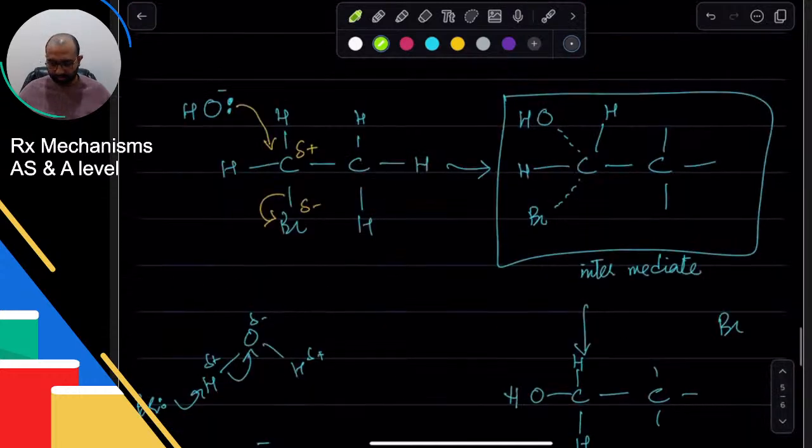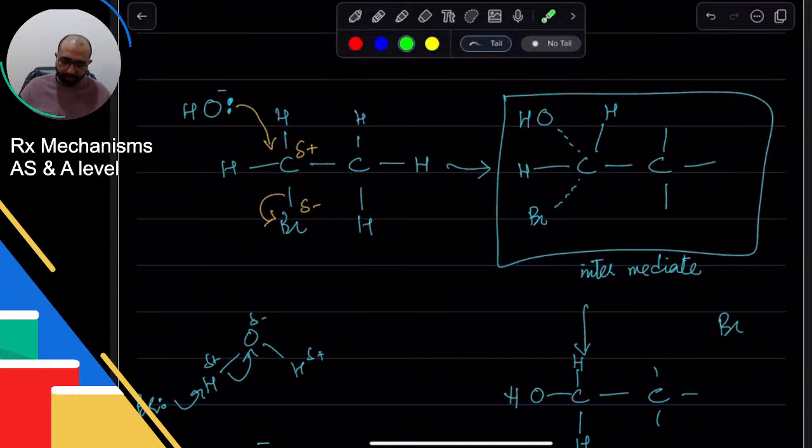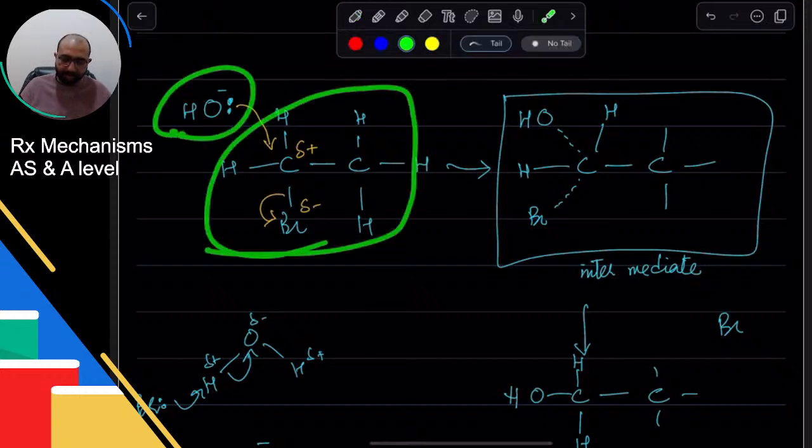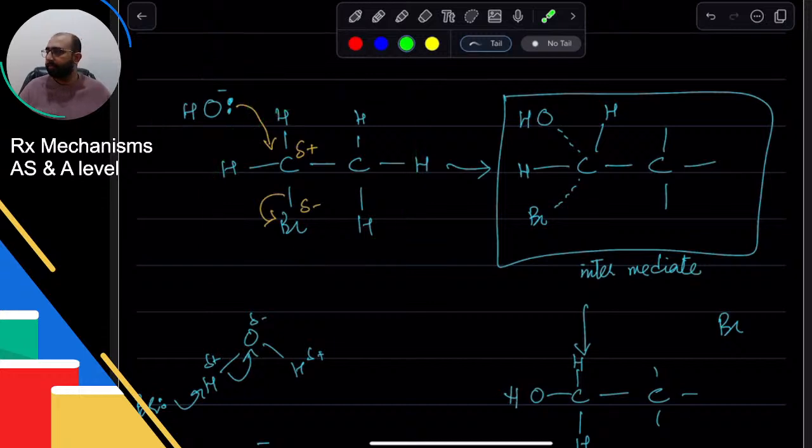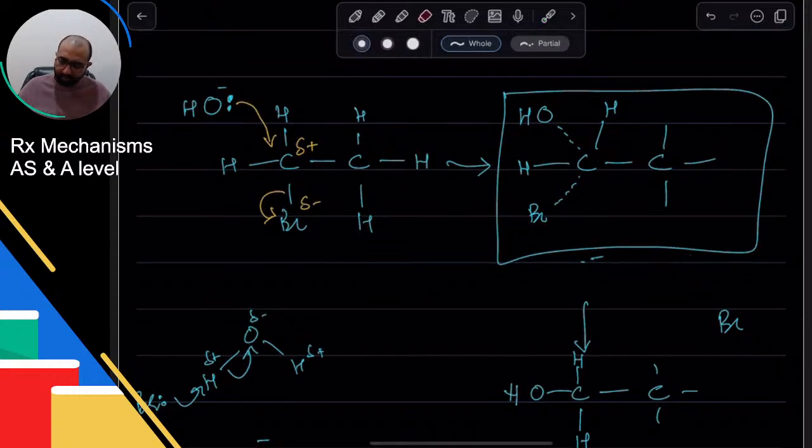This is SN2, yeah. This is SN2 because the concentration of the halogenoalkane and the nucleophile, both of them determine the rate in the slow step, which is technically the same step. If you want to call it transition, yes, you can call it that. We can call it transition state. Yes, absolutely.